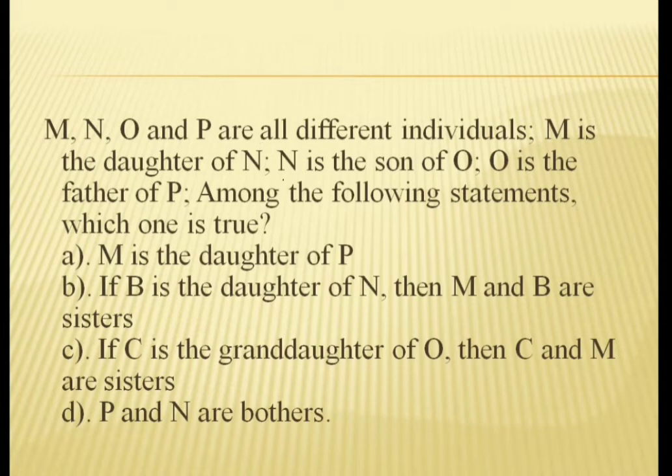M, N, O and P are different individuals. M is the daughter of N. N is the son of O. O is the father of P. So these are the conditions which are given. Among the following statements, which one is true?